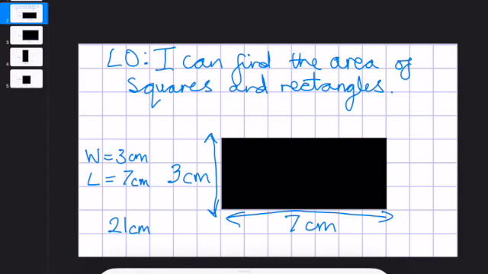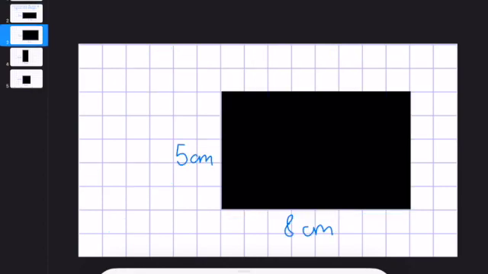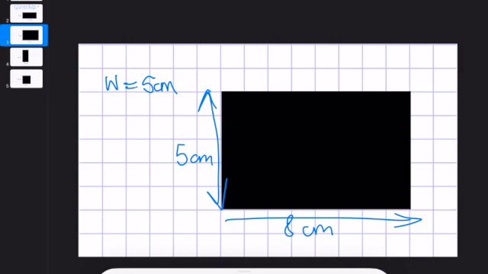Let's take a look at another example. Okay, so here we have another rectangle. The width of the rectangle is 5 centimetres. There's the width, how wide it is. And the length, so there's W, there's L. The length is 8 centimetres. So to find the area, you do 5 times 8. And 5 times 8 is 40 centimetres.